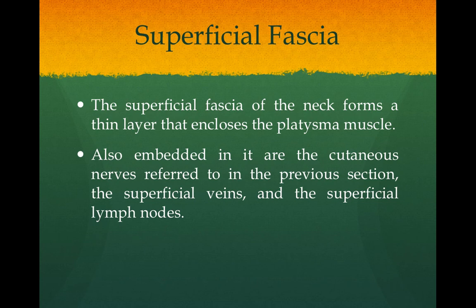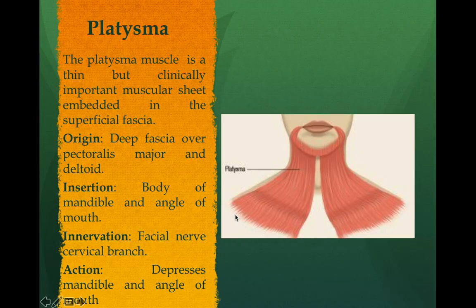Then, if we move more deeply within the tissue, we will be faced by the superficial fascia. This layer of the neck is a thin layer that encloses the platysma muscle, which originates from the deep fascia over the pectoralis major and the deltoid muscle. It is inserted into the body of the mandible and the angle of the mouth. You see here that it extends to reach the oral commissure, the angle of the mouth.